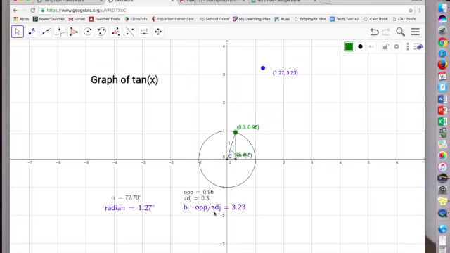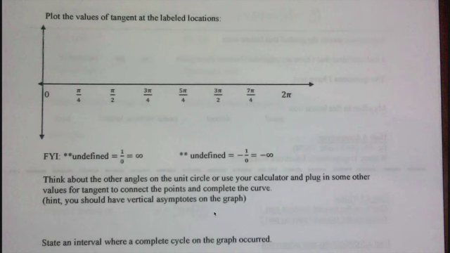Please flip over your sheet. You're going to next plot the values of the tangent at labeled locations here, and I'll guide you through where to plot these. Once you're done, I'm going to put a graph of what tangent looks like so you can see it a little bit better. I did put a little note here that when you do 1 divided by 0, you're going to positive infinity, and when you do negative 1 divided by 0, you're going to negative infinity.